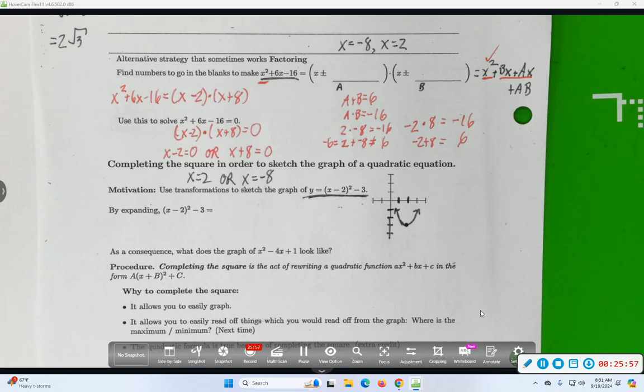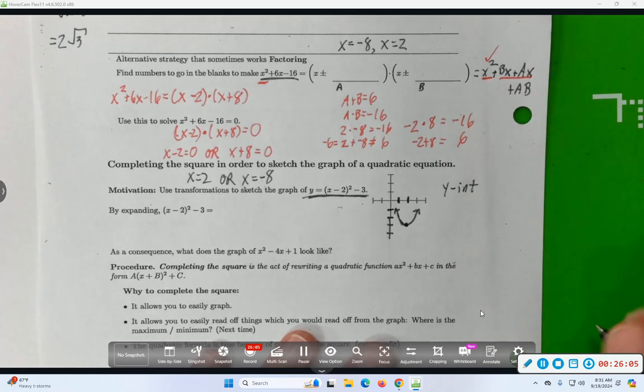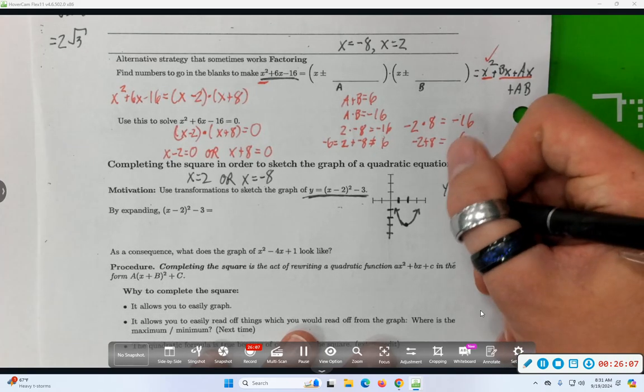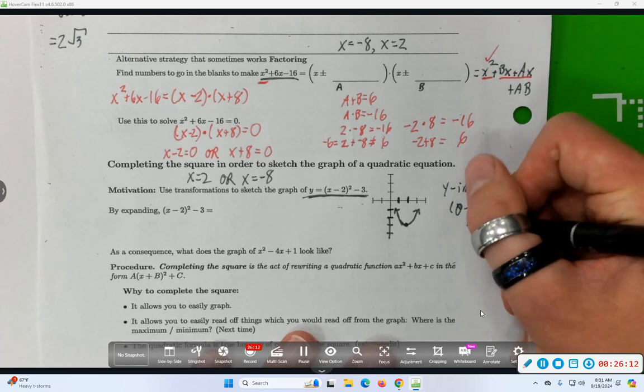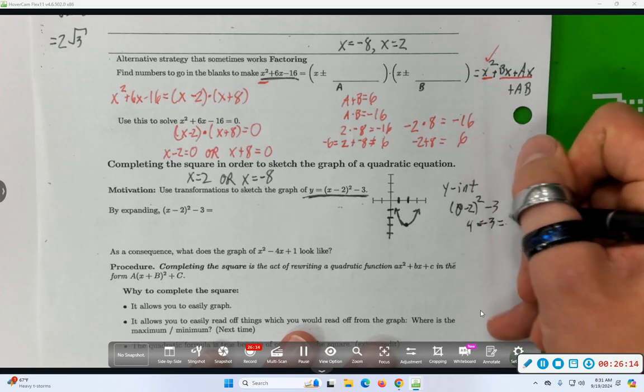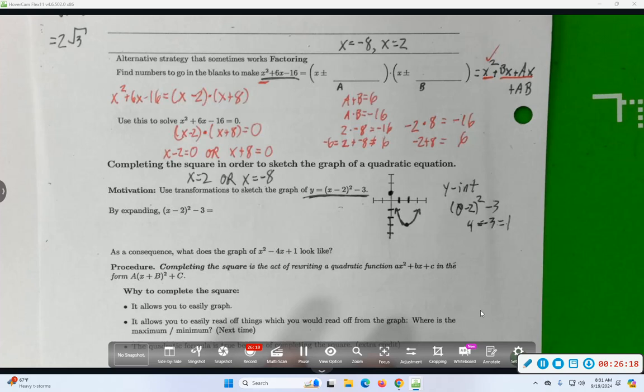How do you find the y-intercept? That's the easiest one. Yeah. You plug in 0 for x. So let's get the y-intercept by plugging in 0 for x. So let's see, 0 minus 2 quantity squared minus 3, 4 minus 3 is 1. Cool.